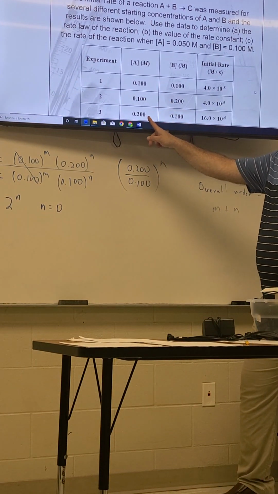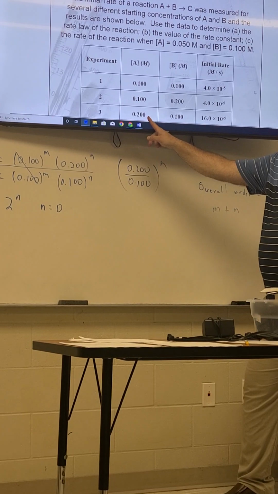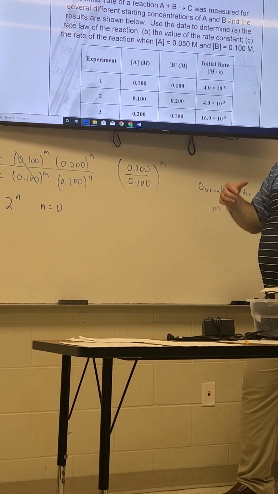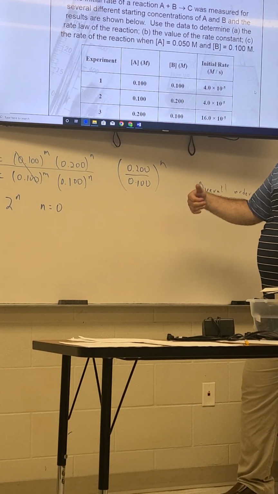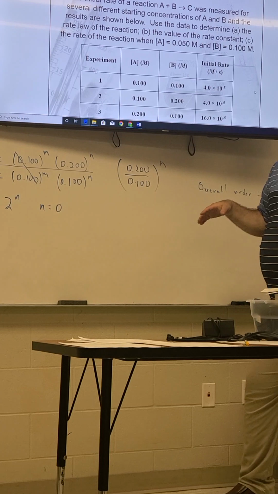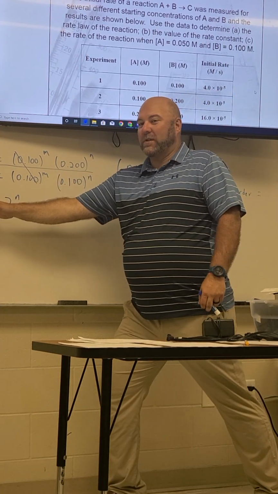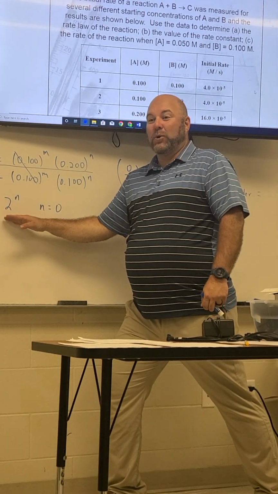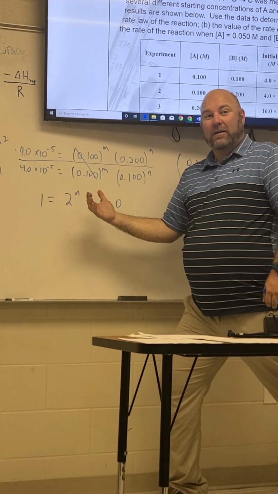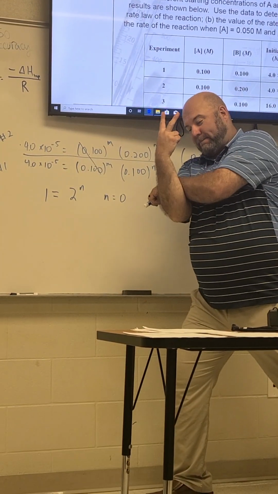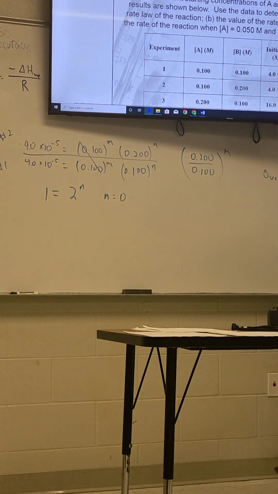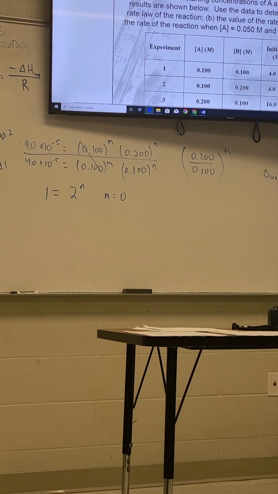By what factor does the concentration increase? 2. 0.1 and 0.2 is a factor of 2. We're looking at factors because these are exponentials. So 4 equals 2 to the M. So M is 2. I see it now. So the overall order is 2, M plus N.